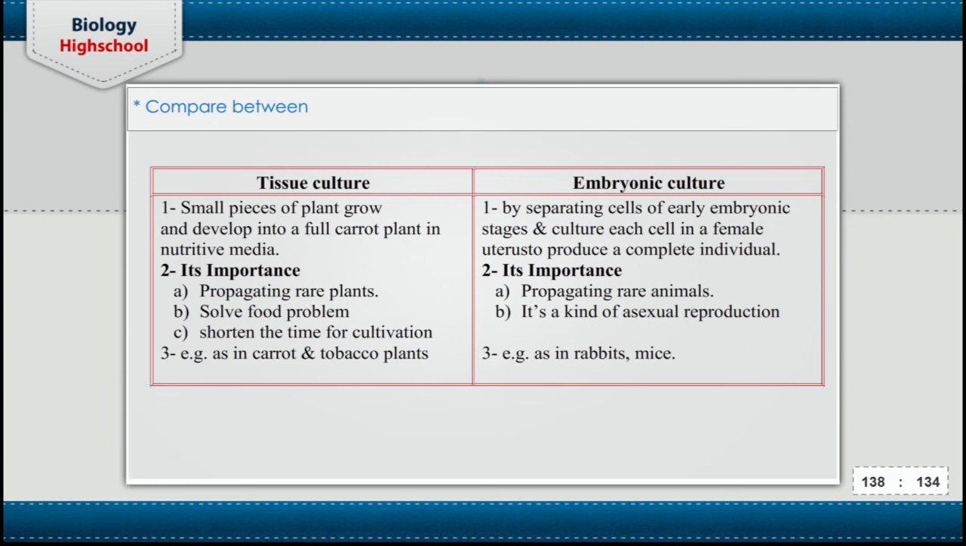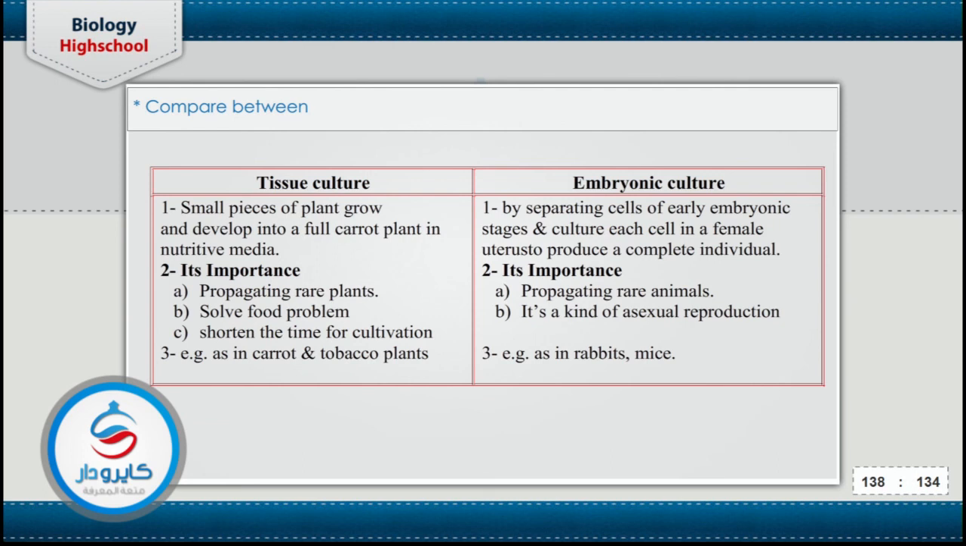But in the case of the embryo culture, there is spreading or separation between the cells of early embryonic stages and the culture of each of them inside the uterus of females that produce a complete individual. The tissue culture takes place in plants and may take place in some animal tissue, but the embryonic culture takes place in animals.